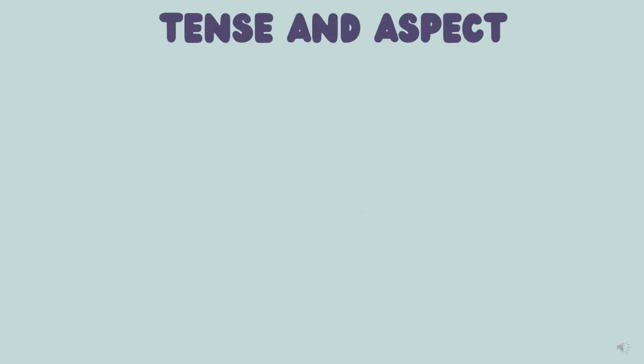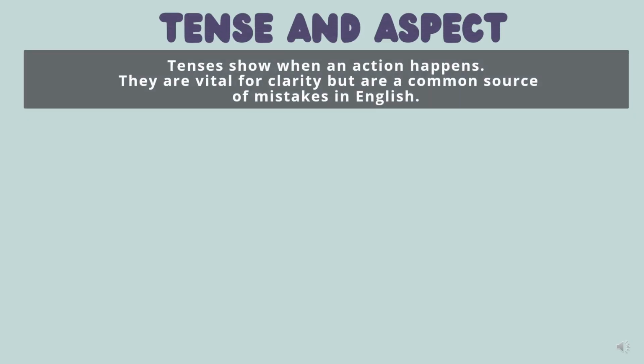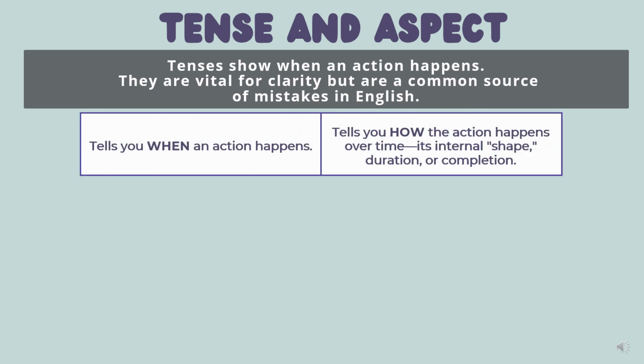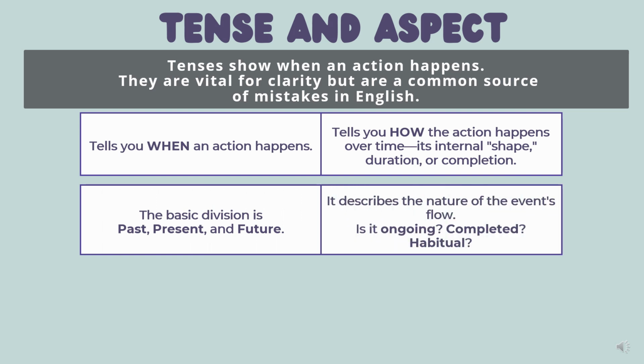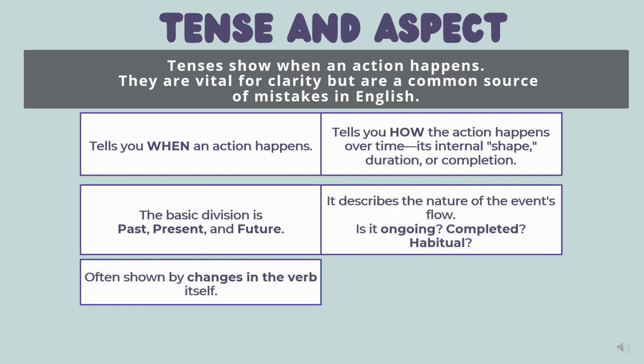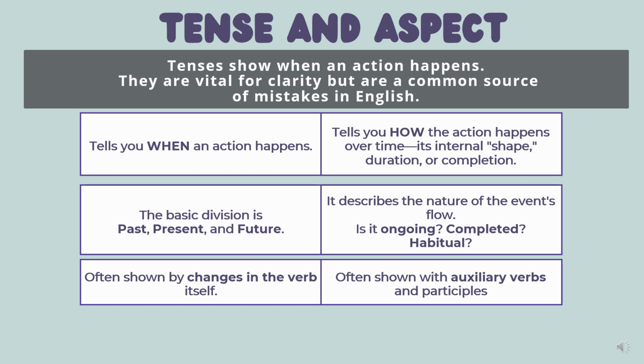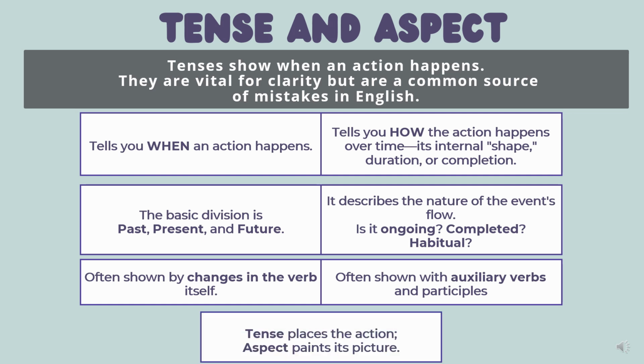Tense tells when something happens, past, present, or future. Aspect tells how it happens, if it's ongoing, completed, or repeated. Tense often changes the main verb itself, like walk becomes walked. Aspect uses helping verbs and participles, like am walking or have walked. So remember, tense shows the when. Aspect shows the how. Now, let's get a clear picture of the 3 main tenses.